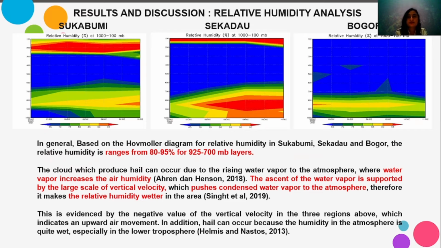Next is the relative humidity analysis. In general, based on the Hofmüller diagram for relative humidity in the three areas, the relative humidity ranges from 80 until 95% for the 925 until 700 millibar layers. The cloud which produces hail can form due to water vapor rising into the atmosphere, where water vapor increases the air humidity. The ascent of the water vapor is supported by the large-scale vertical velocity, which pushes condensed water vapor into the atmosphere, and then it makes the relative humidity wetter.